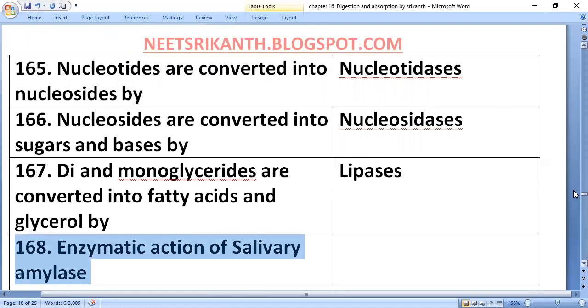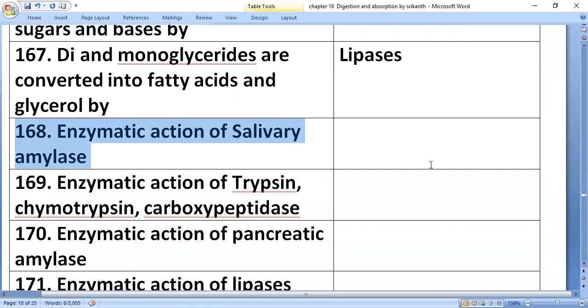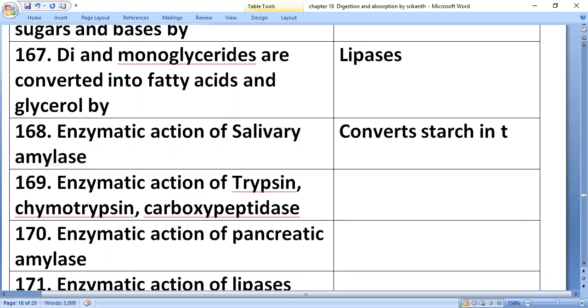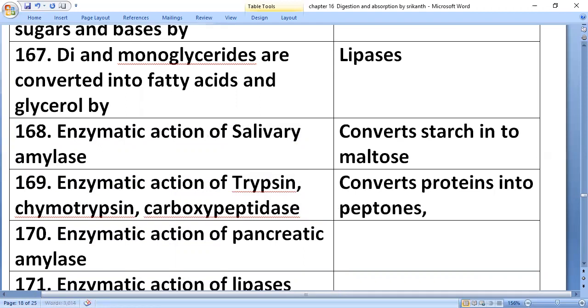Enzymatic action of salivary amylase converts starch into maltose. Enzymatic action of trypsin, chymotrypsin and carboxypeptidase converts proteins into peptones and proteoses, and proteoses into dipeptides.